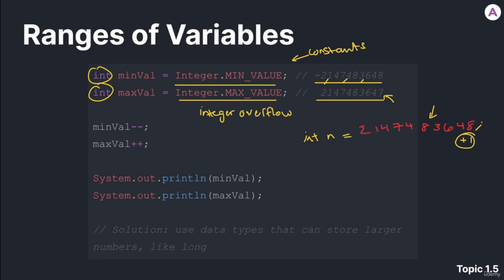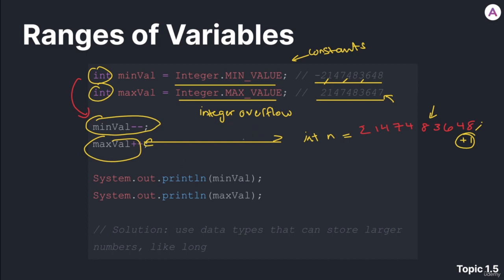Your program is not going to work as intended, right? And you can see this is what we're doing here. It's the same thing we're doing with these two. We're trying to increment the maximum value above its limit, and we're trying to decrement the min value below its limit. If we were to do these two things, the program would not function as intended.